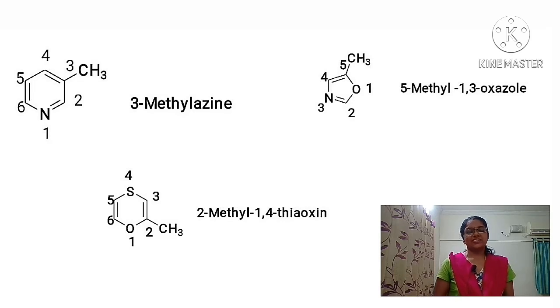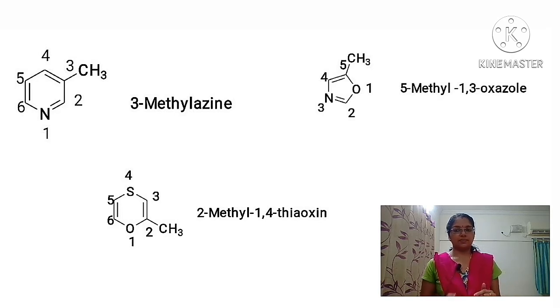So look at the first structure. It contains a 6-membered ring with one nitrogen as the heteroatom, and there is one substituent, a methyl group. Since there is a substituent, the numbering should start from the heteroatom. So first is the nitrogen atom, and then it should move in the direction where the substituent gets the least position. So it should move in the anti-clockwise direction and we name it 3-methylazine, that is aza for the nitrogen atom and ine for the ring size, that is the suffix.